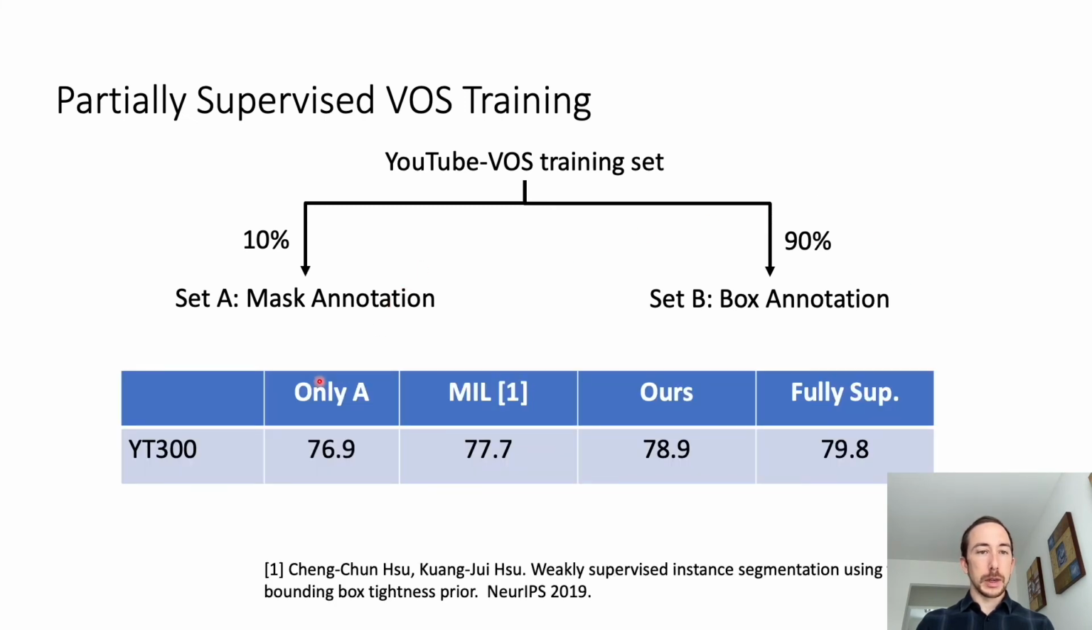And here we see a comparison to some different methods. So "only A" means only training on the fully annotated data set. We compare with the recent competitor that proposed a weakly supervised loss. This is our approach, which achieves a big improvement compared to previous and is even quite close to full supervision.